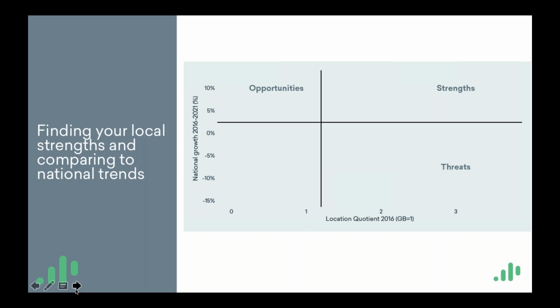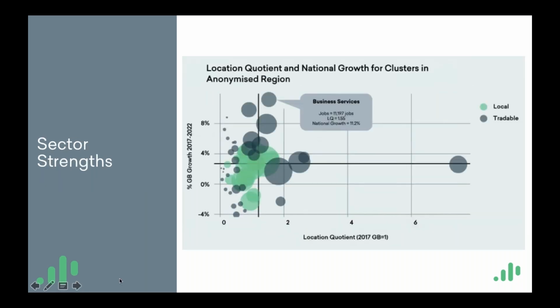Now, I thought it'd be useful to use a real example. When I say a real example, this is in an anonymized region. And really, this starts to show how we can look at the different clusters that you would see within a region. You can see that there's green and dark grey. The green are local.